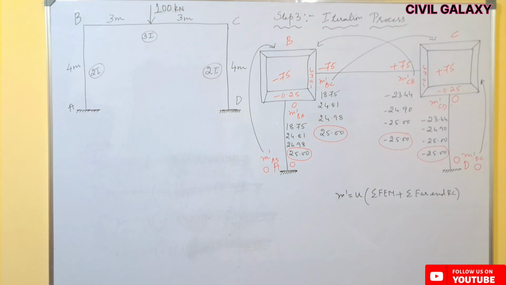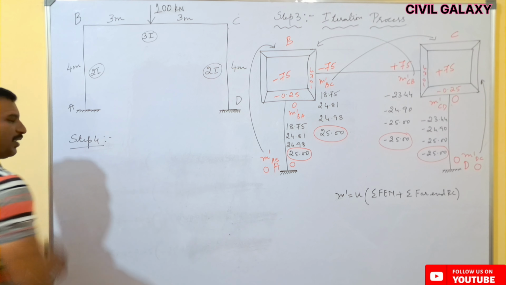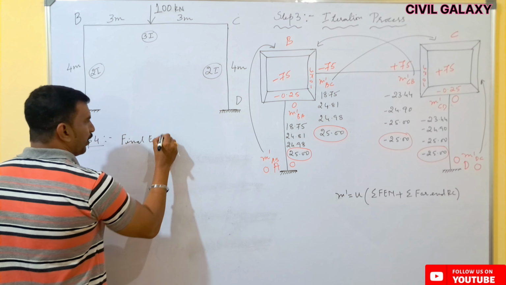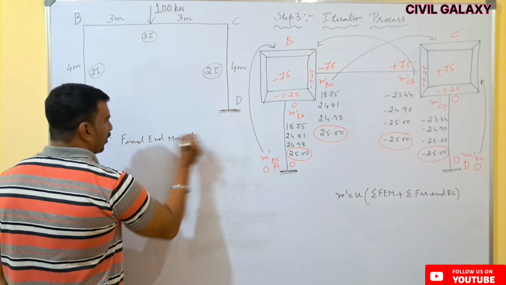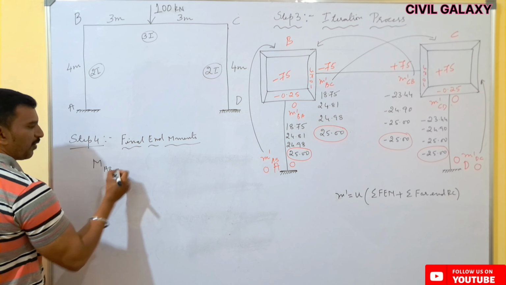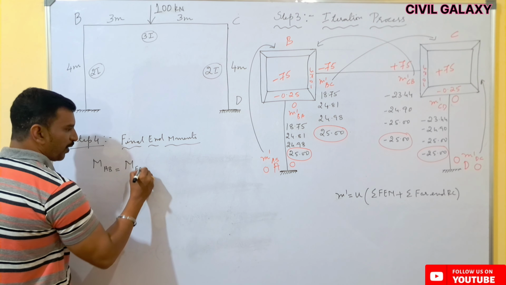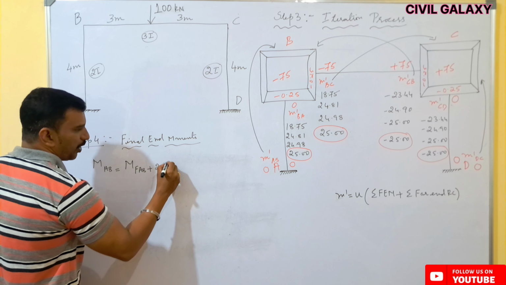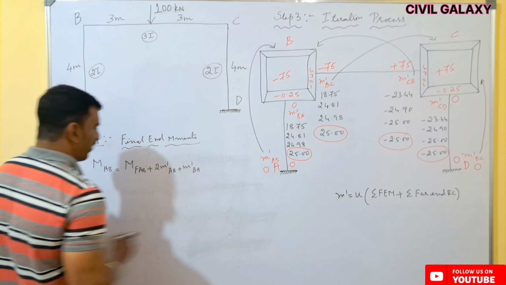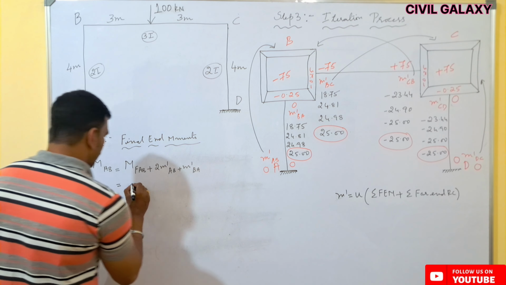In step 4, if you want to calculate the final end moments, we know the formula. If you calculate the final end moment from A to B, the formula will be the fixed end moment from A to B plus 2 times the rotation contribution about the near end plus 1 times the rotation contribution about the far end. So the fixed end moment from A to B, here we have got a value, we know 0.